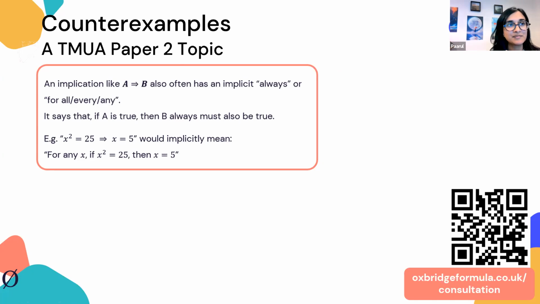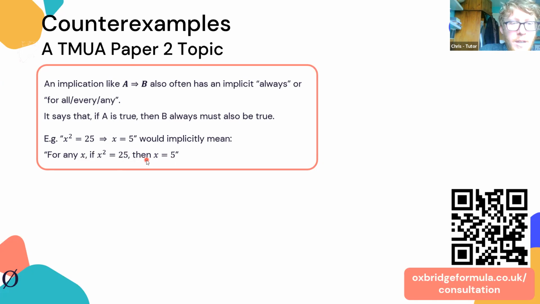So this is saying, if A is true, then B must always also be true. If we look at one of our examples, x squared equals 25 implies x equals 5, which by the way is incorrect. But sometimes you have to analyze incorrect statements. So what would this mean? It would be saying for any x, if x squared is 25, then x has to be 5. That's the only possibility.